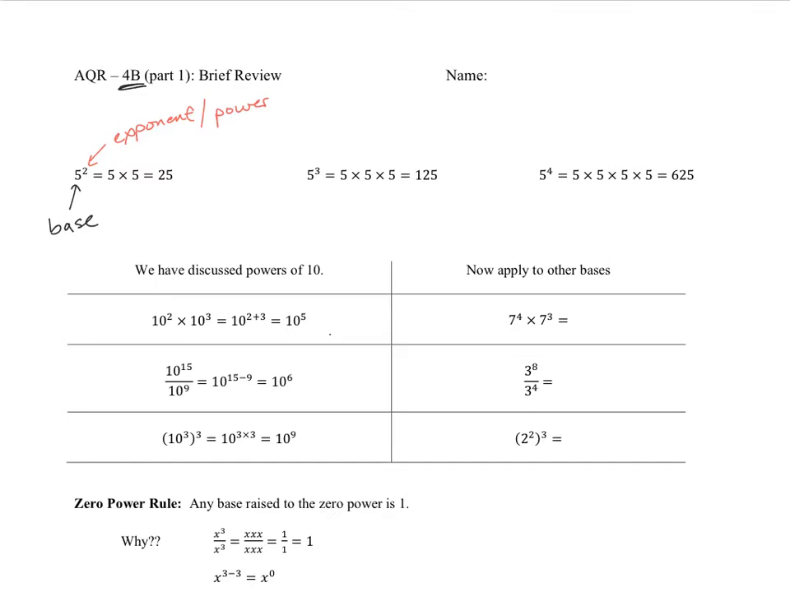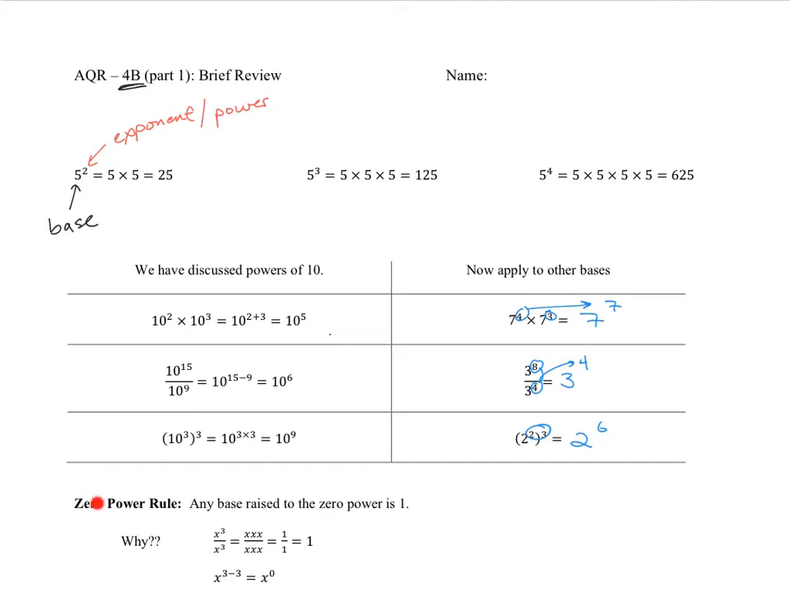So here we will have 7 to the 7th power because we can add the 4 and the 3 to get the 7. Here we will have 3 to the 4th power because I can subtract the top exponent minus the bottom. 8 minus 4 is 4. And here in the last example we will have 2 to the 6th power because I can multiply these two exponents together.